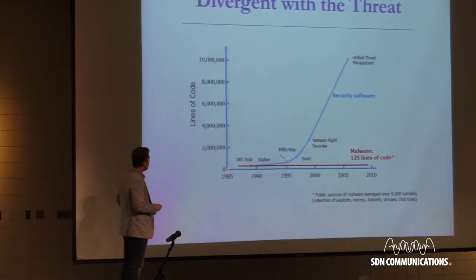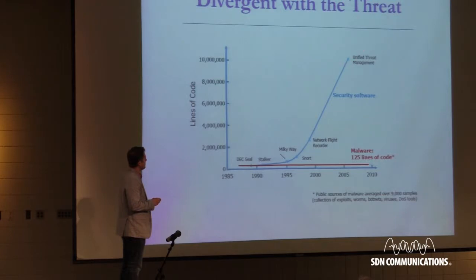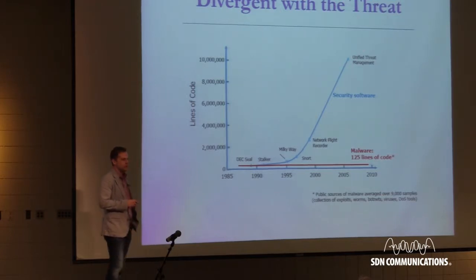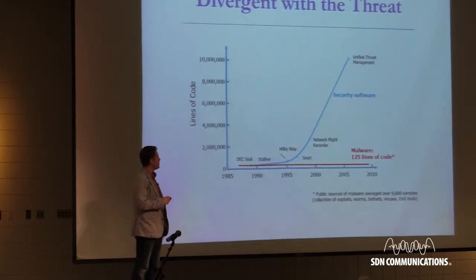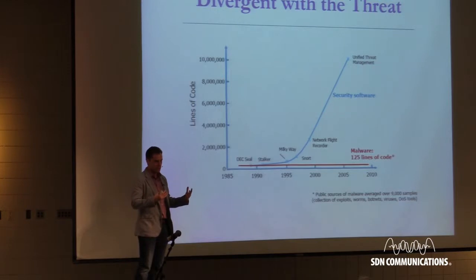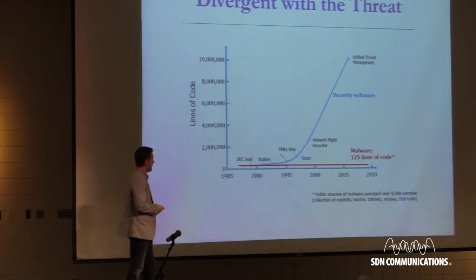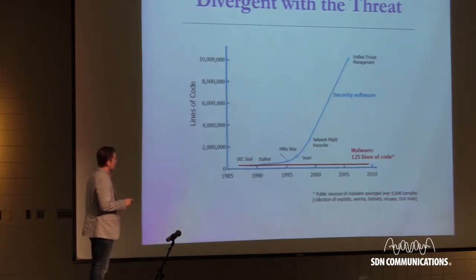What we're doing to defend against it has gone from parity to now 10 million lines of code in our security systems today, which means that not only are our normal software programs vulnerable, but the security programs that we use to protect those programs are also massively vulnerable. And getting more so, right? Getting more so, diverging with the threat.